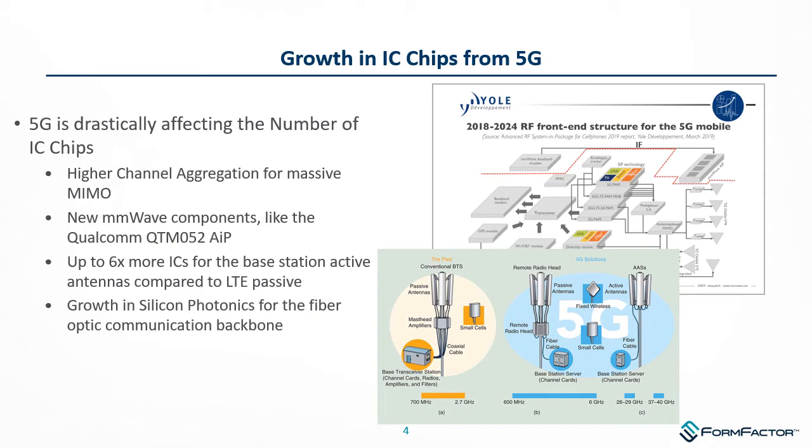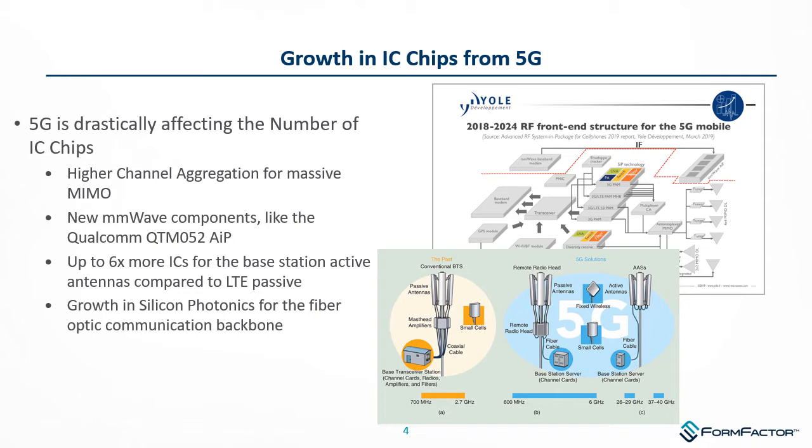In addition, with the opening of the millimeter wave bands at 28, 38, and 60 gigahertz, new millimeter wave components are going to be emerging over the next few years, such as the Qualcomm QTM-052 antenna in package. Not only are these going to be implemented, but because of the high loss factors of these as well as the sensitivity needed and bandwidth, each phone is going to have multiple antenna in packages in order to have a use that will make sense.